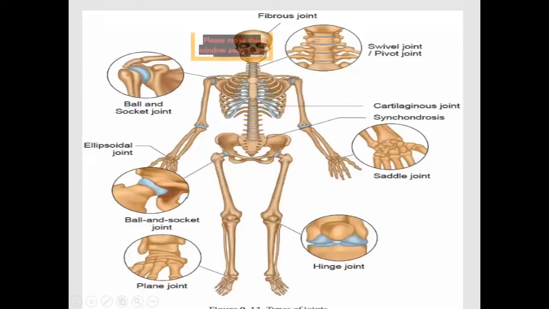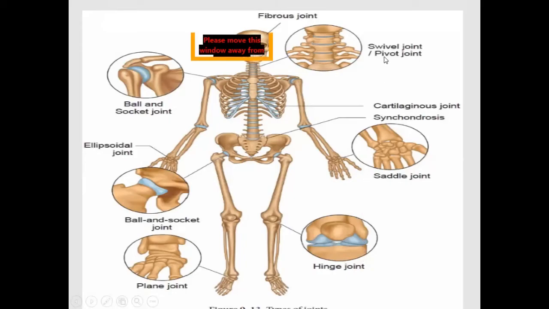Now next we have the diagrammatic presentation of the types of joint. First, this is a ball and socket joint. It is present in the shoulder and hip joint. This is a ball and socket joint. This is a shoulder and this is a hip. Now then the hinge joint. Hinge joint is present in the elbow and knee joint. So this is a knee and this is a hinge joint.